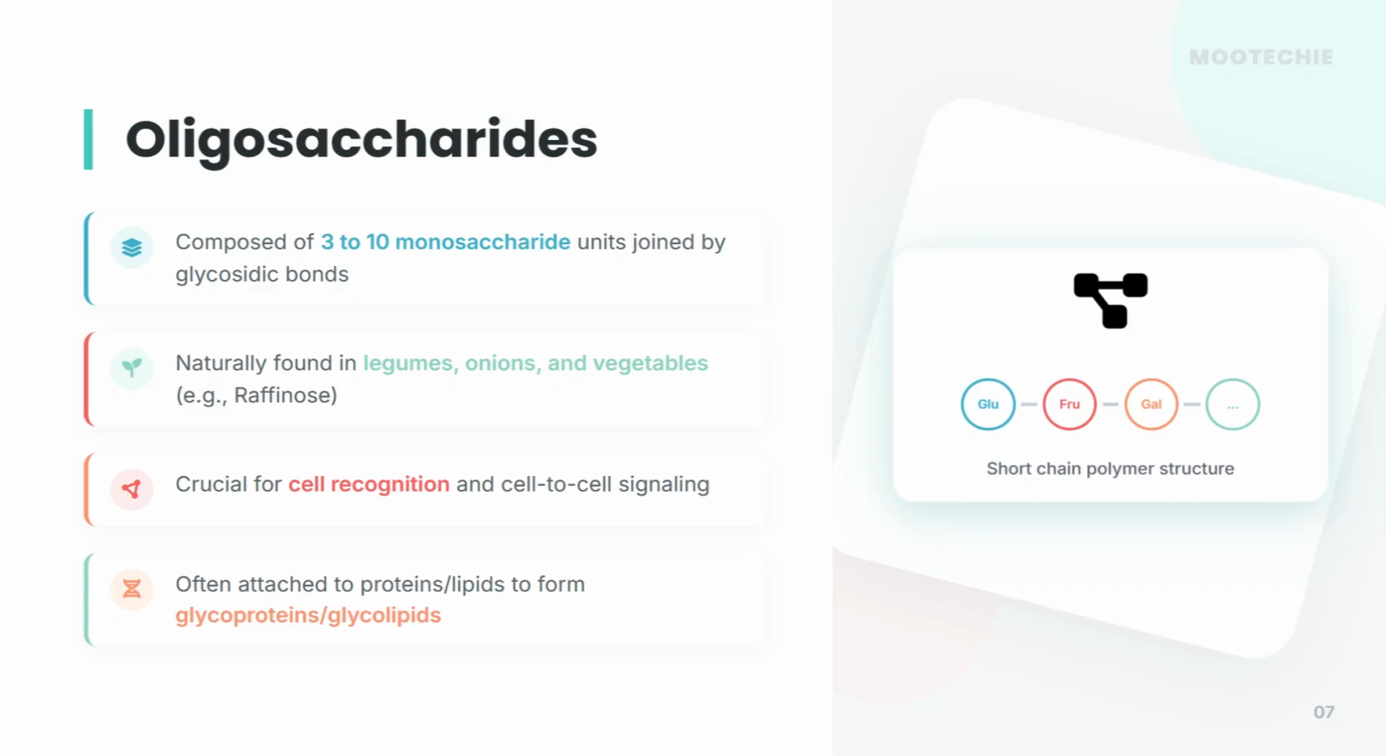Often they are attached to proteins or lipids to form glycoproteins and glycolipids. The diagram on the slide illustrates this concept, with a short chain of circles, each labeled with abbreviations like GLU for glucose, FRU for fructose, and GAL for galactose, all connected in a line to represent the short polymer chain.